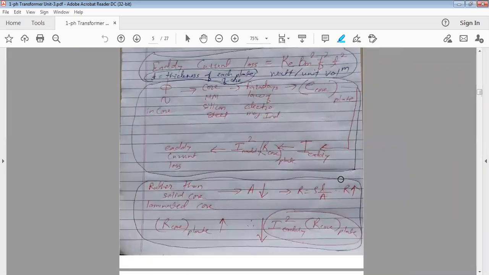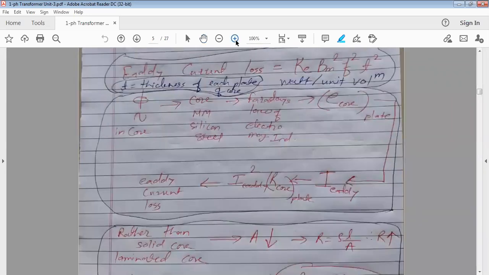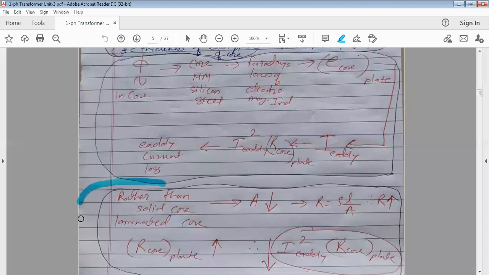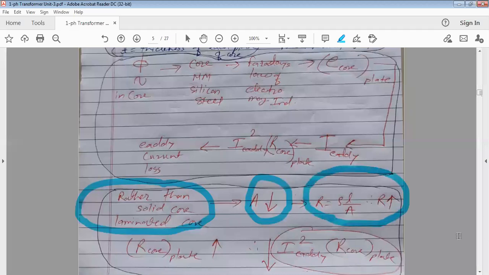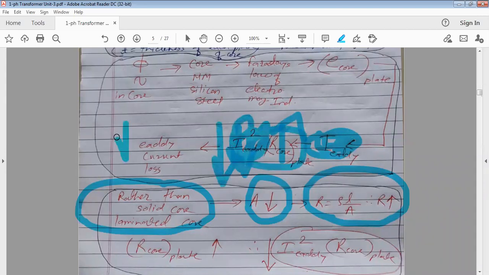Okay, is this clear to you? How does eddy current loss decrease? Because we are using a laminated core. You have minimized the area. If you minimize it, then the resistance of each plate will be more to the current flowing through the plate. So resistance is more, that's why current will be less. Here I square is there, and that's why this overall parameter decreases. And if it decreases, then eddy current loss will be less.